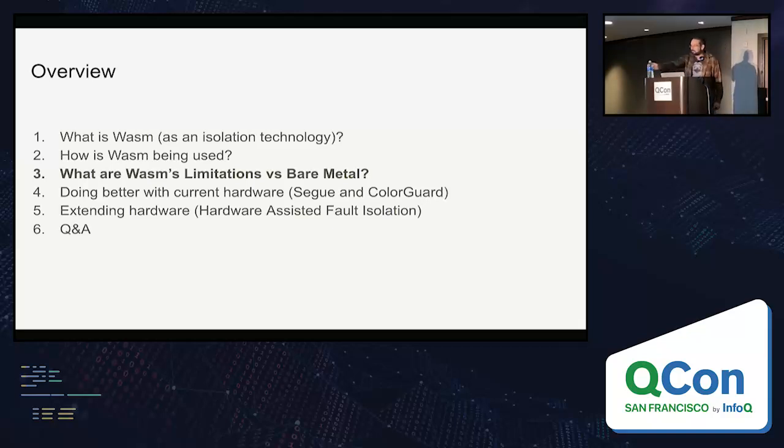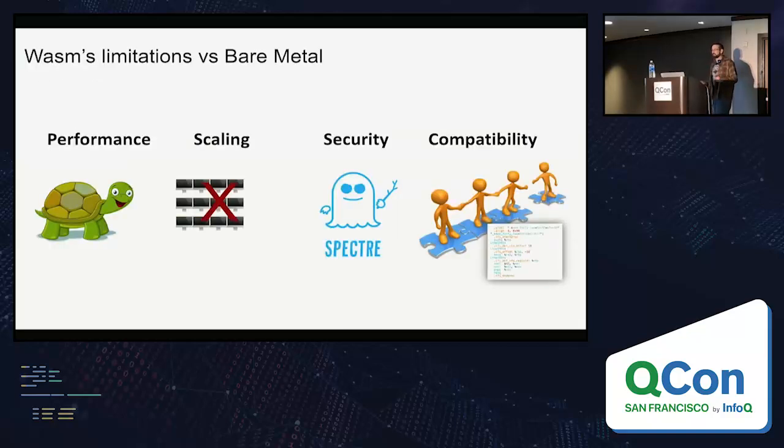So this sounds great. You've got this really lightweight isolation technology. But how does this compare to running on bare metal? And the reality today is there are a lot of limitations. One of these is performance overheads. Another of these is scaling. Out of the gate, Wasm is still better at scaling than your traditional hardware solutions, but it has some limitations as well that I'll talk about.